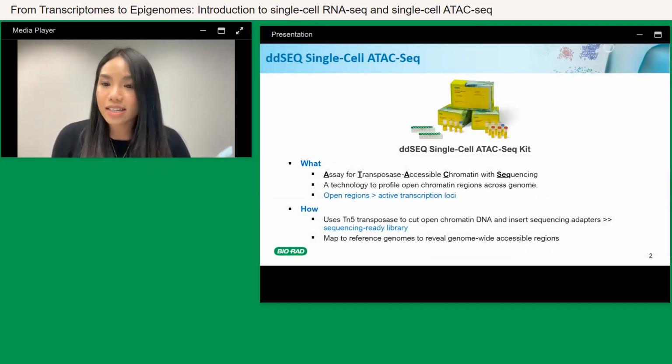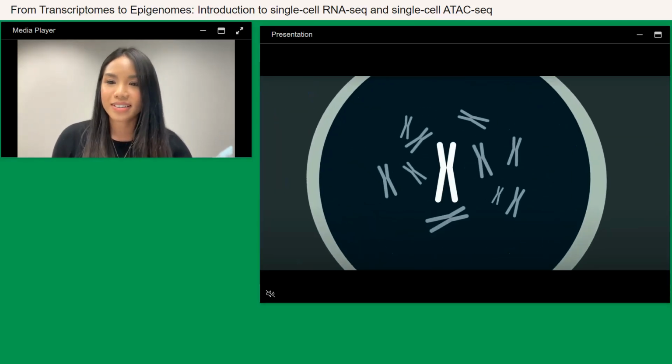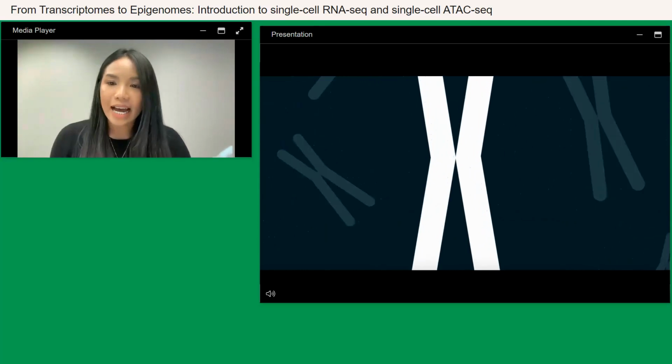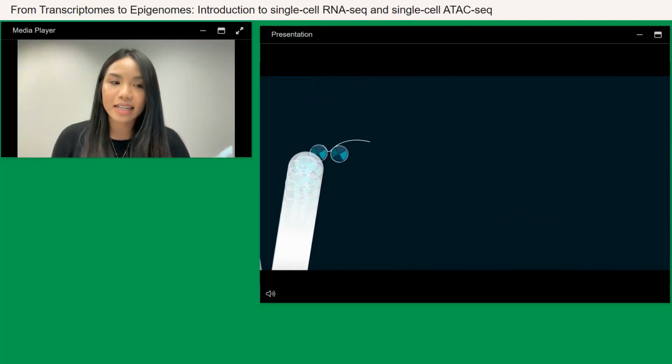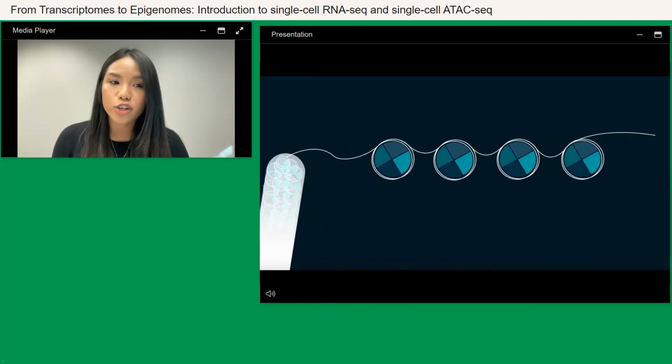Next, we have the DD-seq single-cell ATAC-seq kit that profiles cells based on their epigenome. And then again, in the next few slides, we'll show a video of how the technology works. So the word ATAC in single-cell ATAC-seq stands for Assay for Transposase Accessible Chromatin with Sequencing.